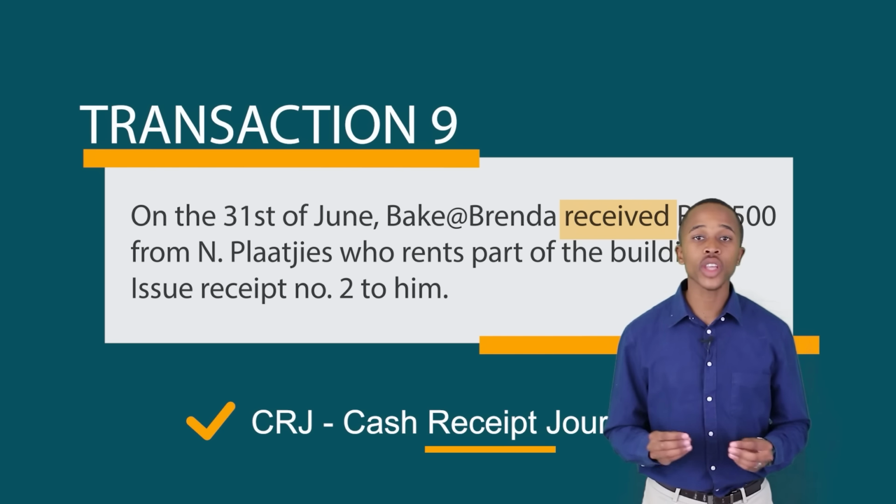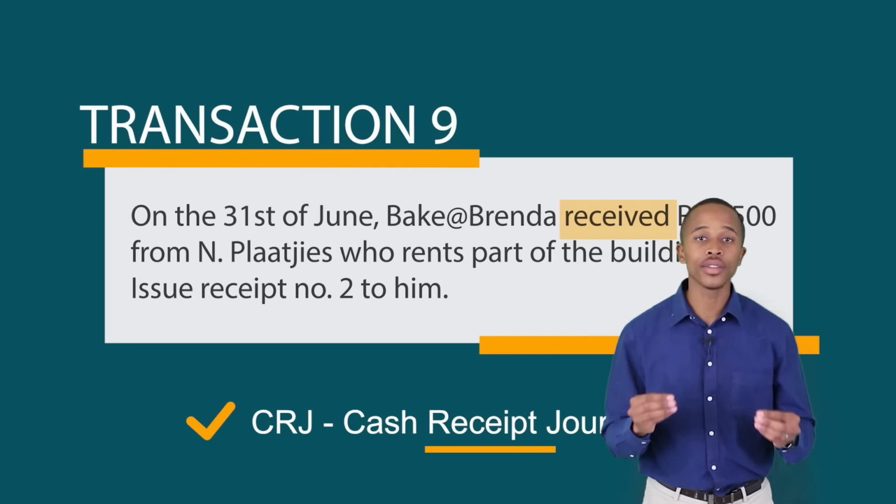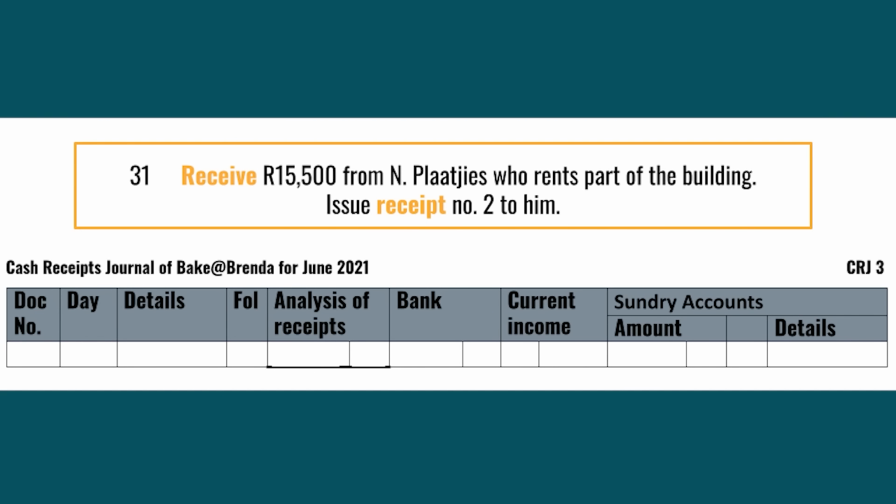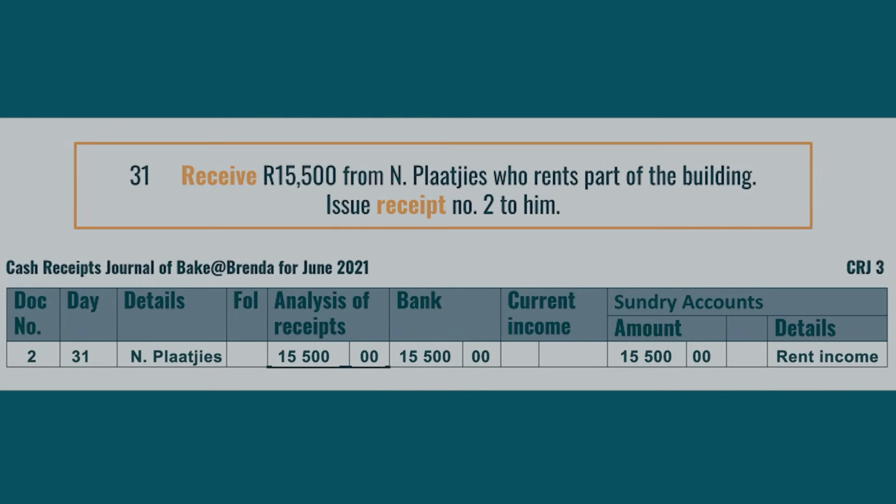Just a note, this transaction was not recorded as a service delivery. So it's termed as a rent income, not current income. Did your transaction look like this? Okay, I'm going to help you out now. I'm going to give you a summary of this whole lesson. I'm going to start with the summary of the CRJ.